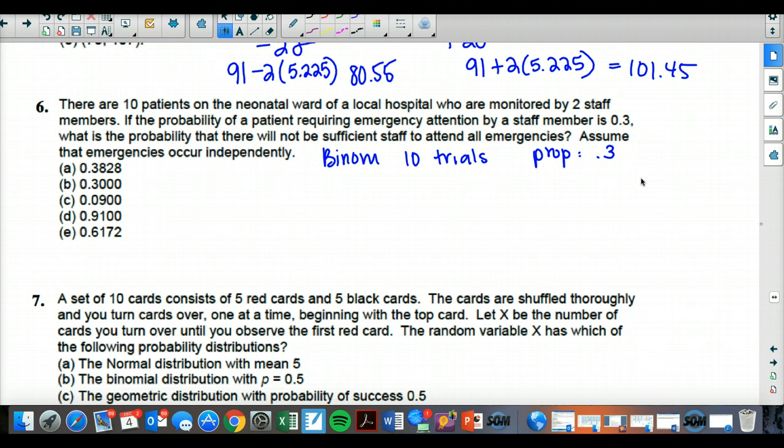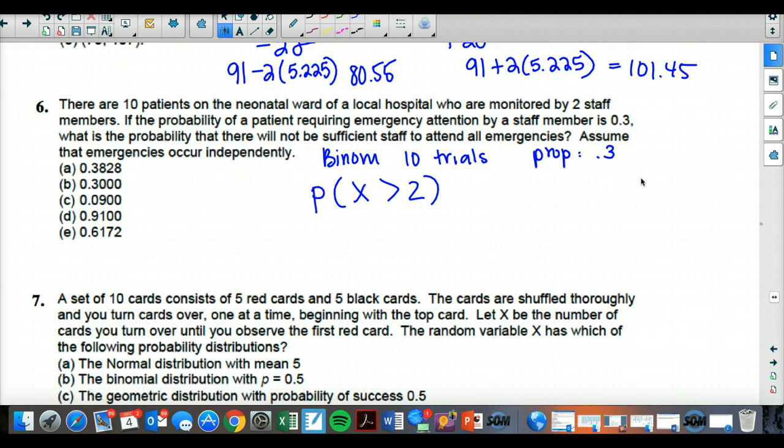Okay, so 2 people, we're good. What if we need more than 2 people? Are we good or do we not have enough staff? We don't have enough. So we want to know what is the probability that X is greater than 2. Well, how many people would be greater than 2?